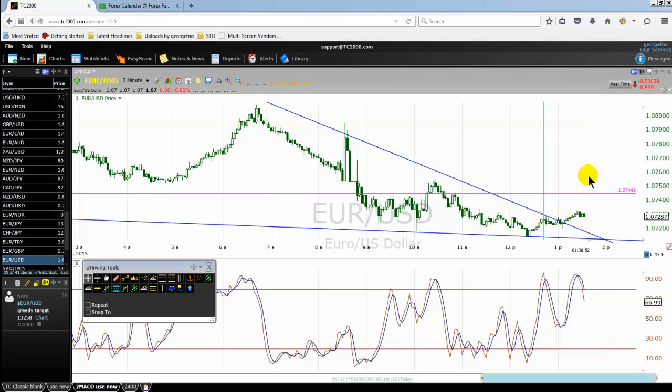And if the order is filled, my stop loss will be right here at 10720. So that's 24 pips for the stop loss, but I'm not yet in this trade. If it goes up to this point, the order will be filled and I will be in the trade.